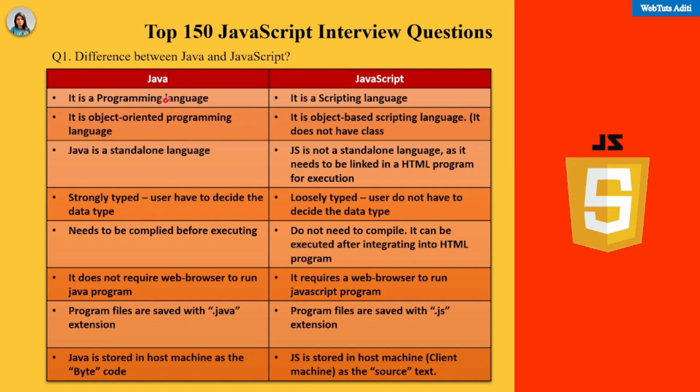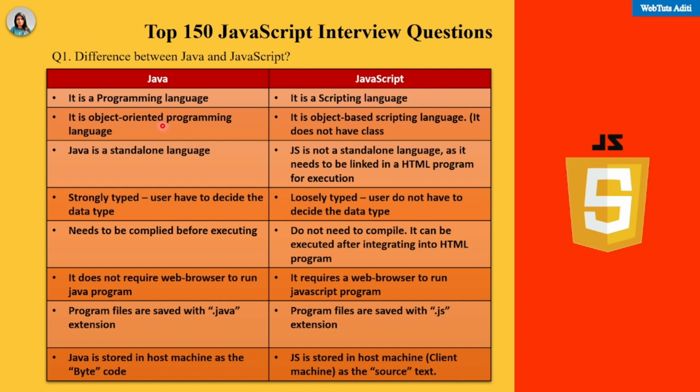Okay. So the first point is Java is a programming language, and JavaScript is a scripting language. What do you mean by scripting language? Scripting languages are those languages which do not need to be compiled to execute the code. You can directly execute the code. For Java, you need to compile the code, then it will be converted to bytecode, and then that bytecode will be executed and shows you the output of the program. So that is why Java is called a programming language and JavaScript is called a scripting language.